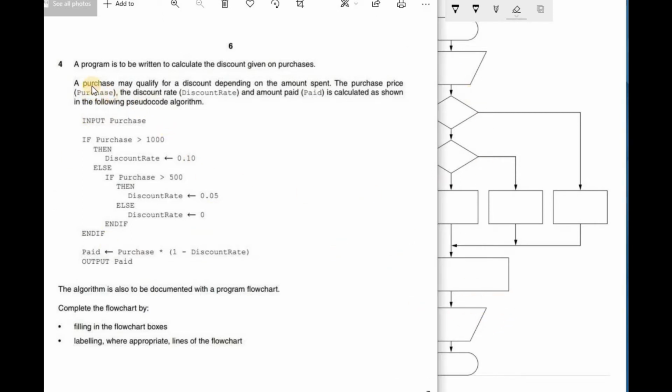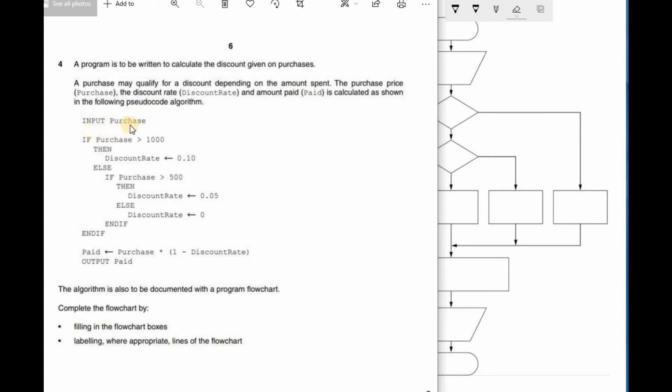The purpose of this, as you have seen, is to calculate the discount amount, and it depends on the amount which has been spent by the customer. It means if the customer is spending more, then he or she will be given more discount, and if he or she is spending less, then obviously the discount amount will also be lesser.